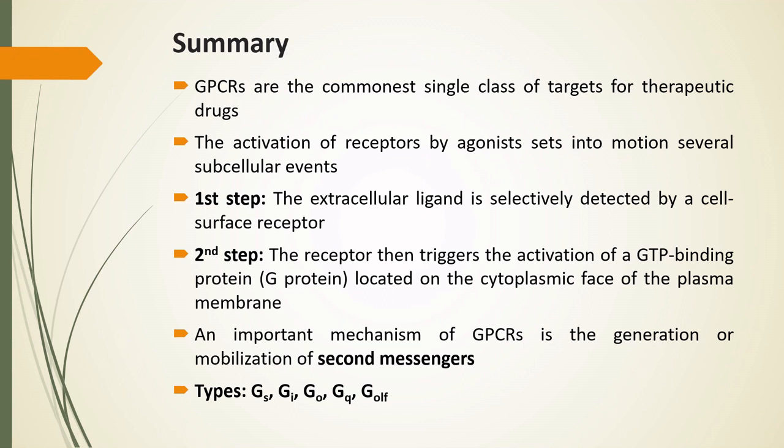So to sum everything up, GPCRs are the commonest single class of targets for therapeutic drugs, or the commonest receptors. The activation of the receptor will set into motion a number of subcellular events. The first step is that the extracellular ligand is selectively detected by a cell surface receptor, and once the receptor is activated, it triggers the binding of a GTP binding protein, the G protein, and this happens on the cytoplasmic face. Another important mechanism for GPCR is the generation of second messengers, and the types that we have studied are Gs, Gi, Go, Gq and G olfactory.